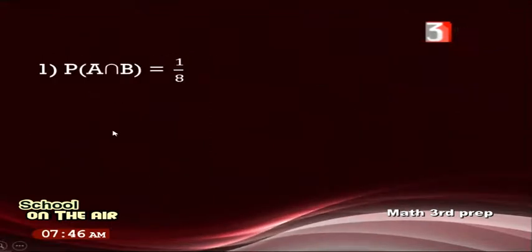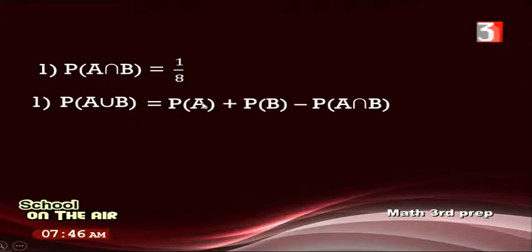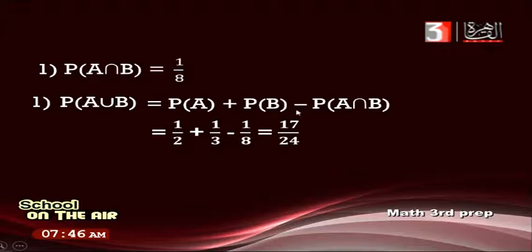P of A intersecting B equals 1 over 8, and we know that P of A union B equals P of A plus P of B minus P of A intersecting B. By substituting, P of A equals 1 over 2, P of B equals 1/3, minus P of A intersecting B equals 1 over 8, equals 17 over 24.